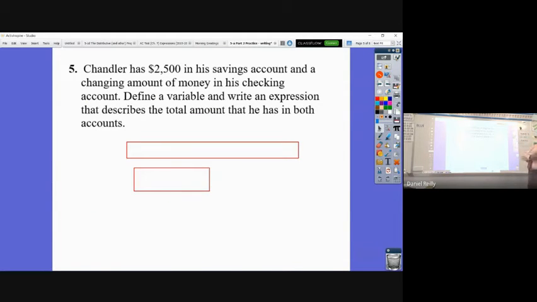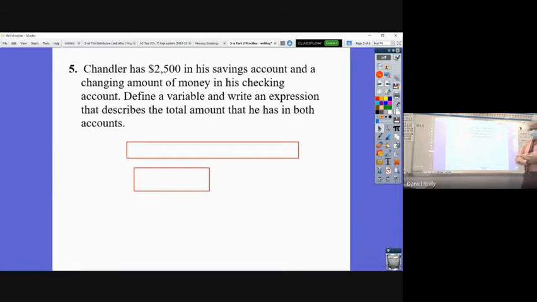Number 5, more money. Good money problems are good. Chandler has $2,500 in his savings account and a changing amount of money in his checking account. Checking accounts go up and down. You write checks, they take money out, you deposit, you put money in, so it's changing. Define a variable and write an expression that describes the total amount that he has in both accounts.